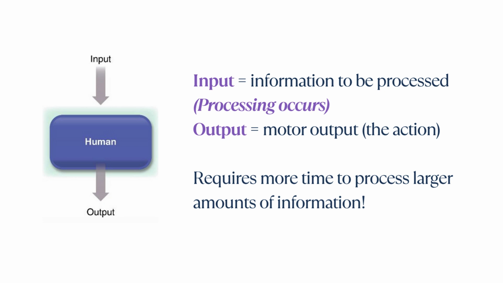Next, your brain processes the input and selects an appropriate response. The output is where the brain's response plan translates to physical movement or the motor output. One important thing to note is that the human information processing system requires more time to process larger amounts of information than it does smaller amounts. Also, the amount of information can be reduced by anticipation, both from practice and from knowing what to expect.